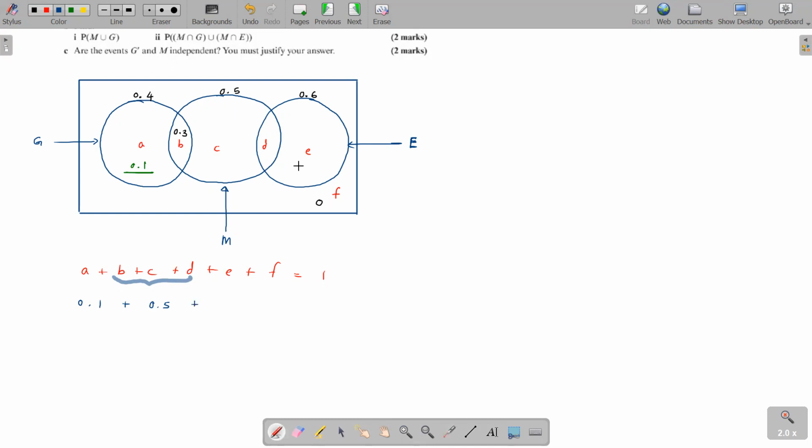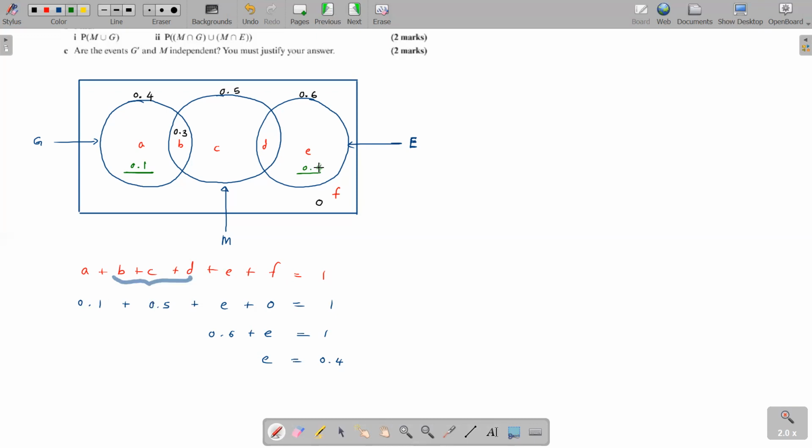Plus E is unknown. We don't know the value of E. And the F value, we found that it's 0. So can you see I'm actually getting the value of region E. That can be easily found. 0.1 plus 0.5, that's 0.6, plus E equals 1, so E equals 1 minus 0.6, that's 0.4. Can you see the way I found the region E? So region E is 0.4.